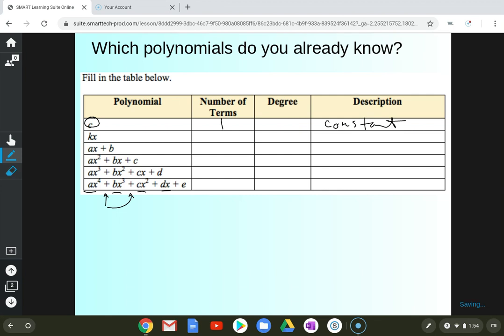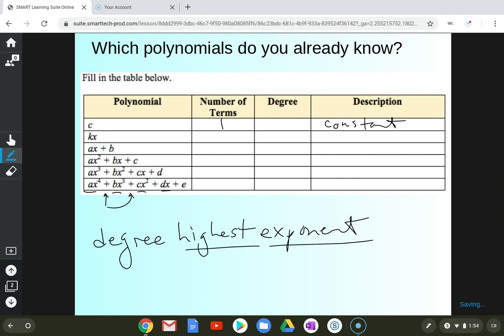But now the degree. Degree might be a little confusing for this one. So what is a degree? Degree is the highest exponent on any variable. For this function, we don't even have a variable. If there's no variable, you can think of it as x to the 0, because we know that x to the 0 is just the same thing as the number 1. So our degree would be 0, because the highest exponent on a variable would be 0.